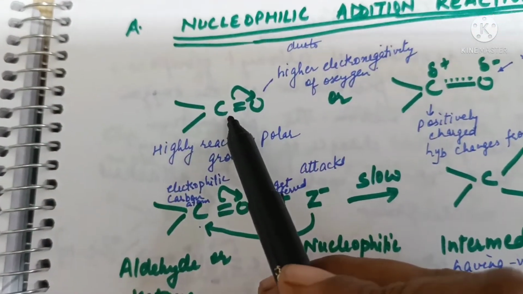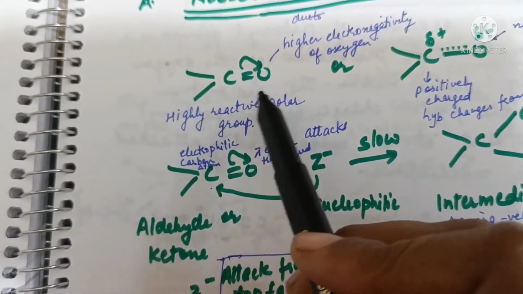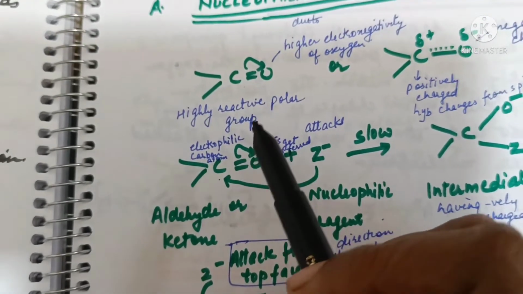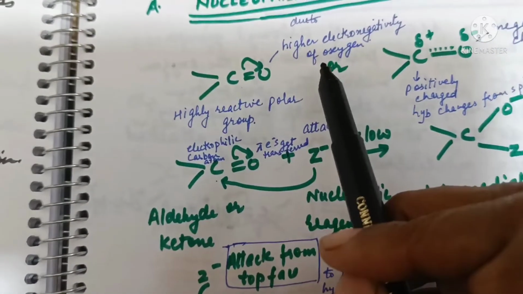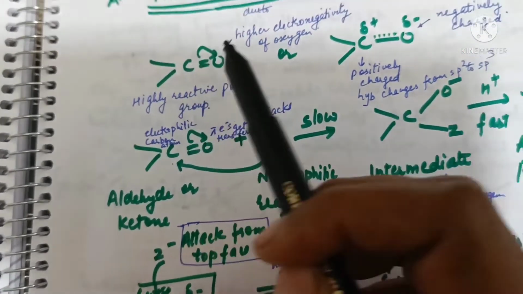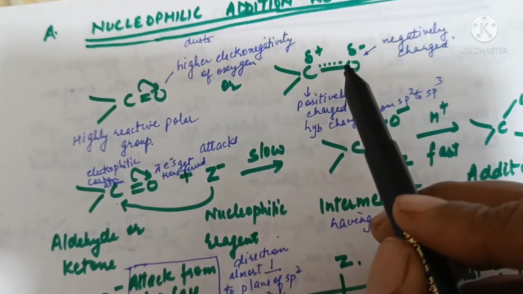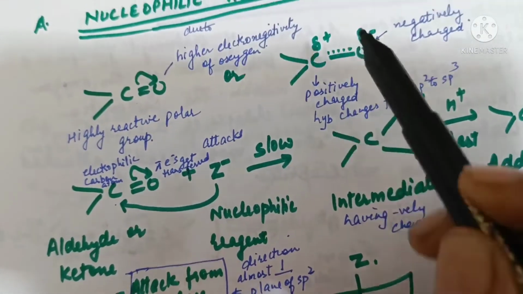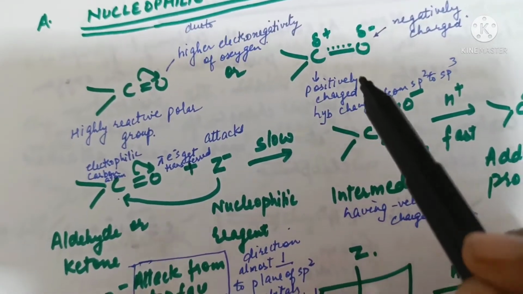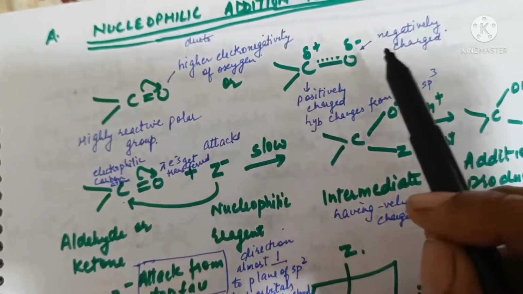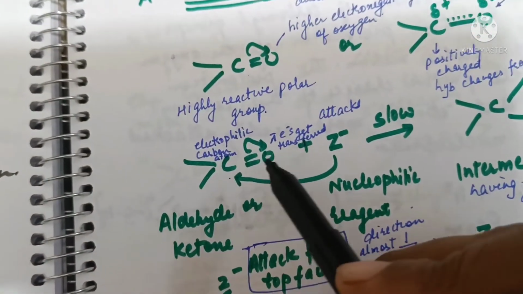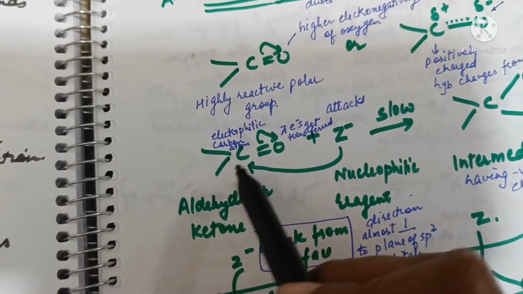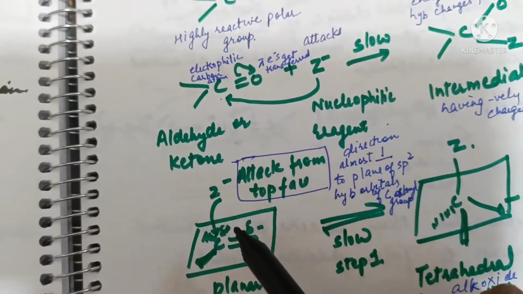As you know, the carbon-oxygen double bond, or the carbonyl group, is polar in nature, and it is highly reactive because of the higher electronegativity of oxygen. The electrons are attracted towards oxygen, resulting in a negative charge on oxygen and a partial positive charge on the carbon atom. This positively charged carbon atom will attract a nucleophile towards itself. The carbonyl group is planar, so the attack occurs perpendicular to the plane, from the top face.